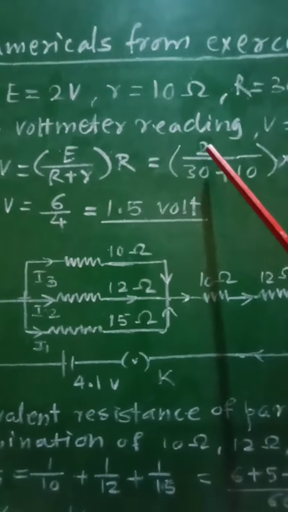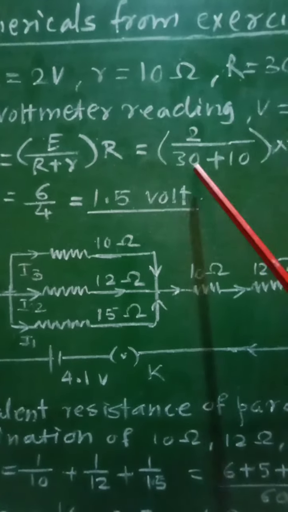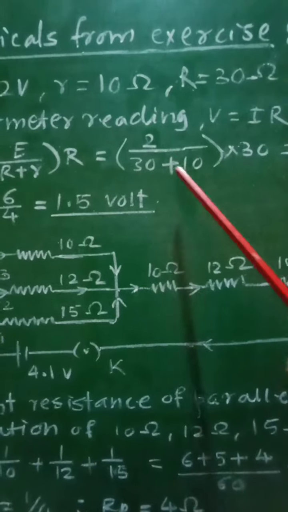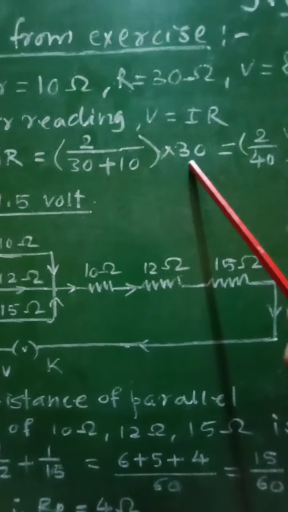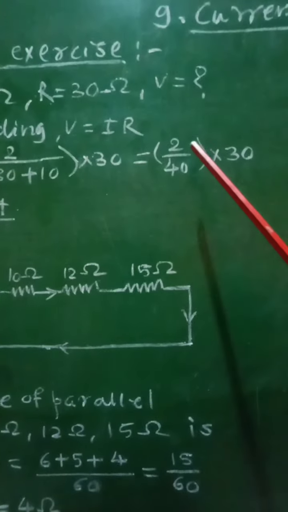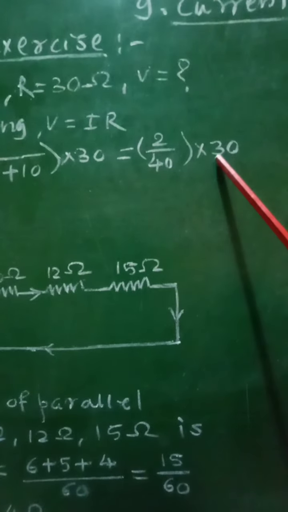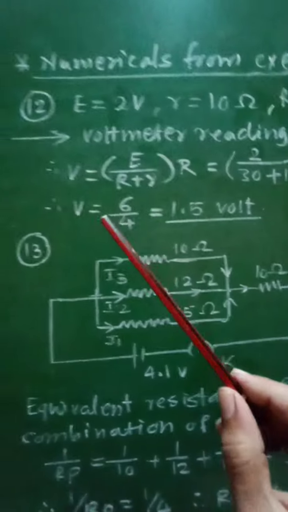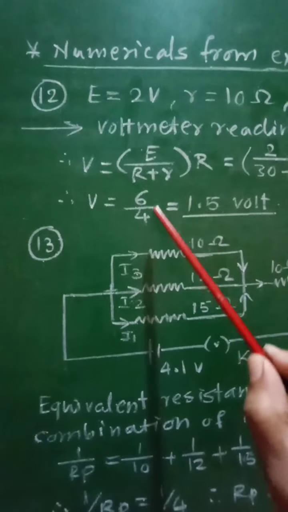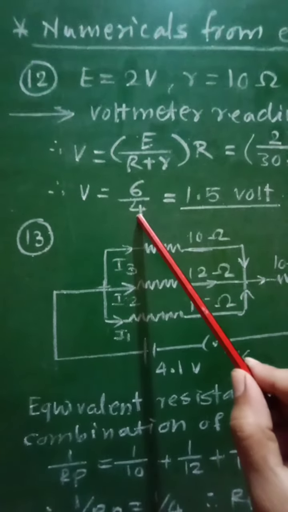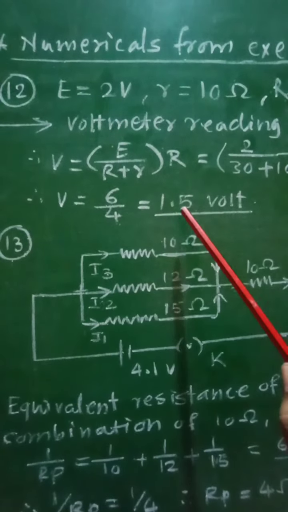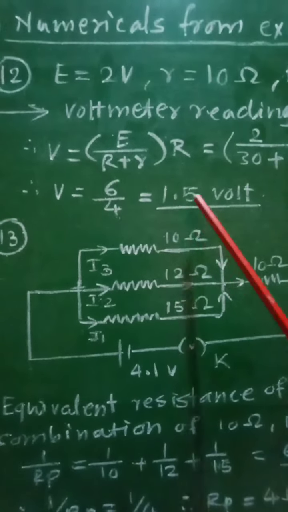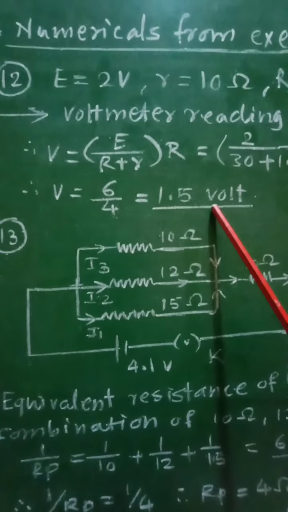Putting the values, we will get 2 upon 30 plus 10, into 30. Simplifying it, we will get 2 by 40 into 30, which will be equal to phi equal to 6 by 4, which comes out to be 1.5 volt, and this will be the voltmeter reading.